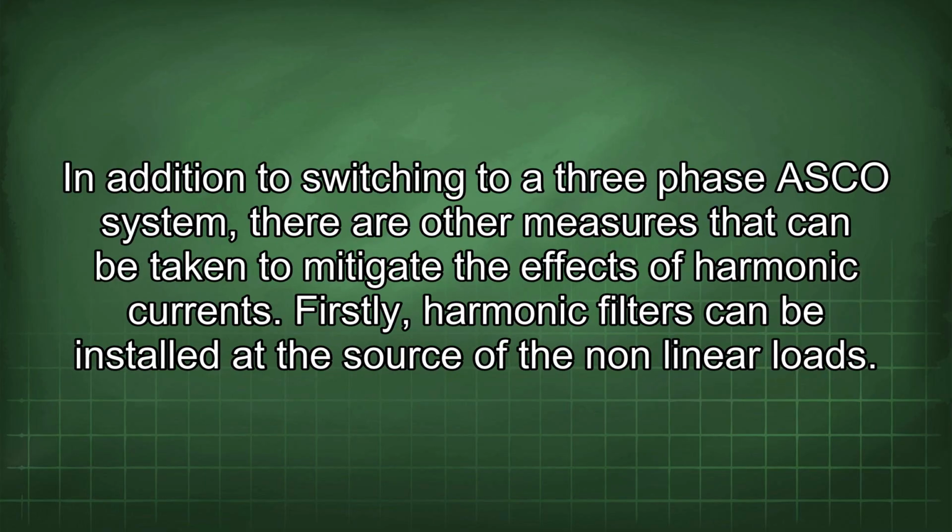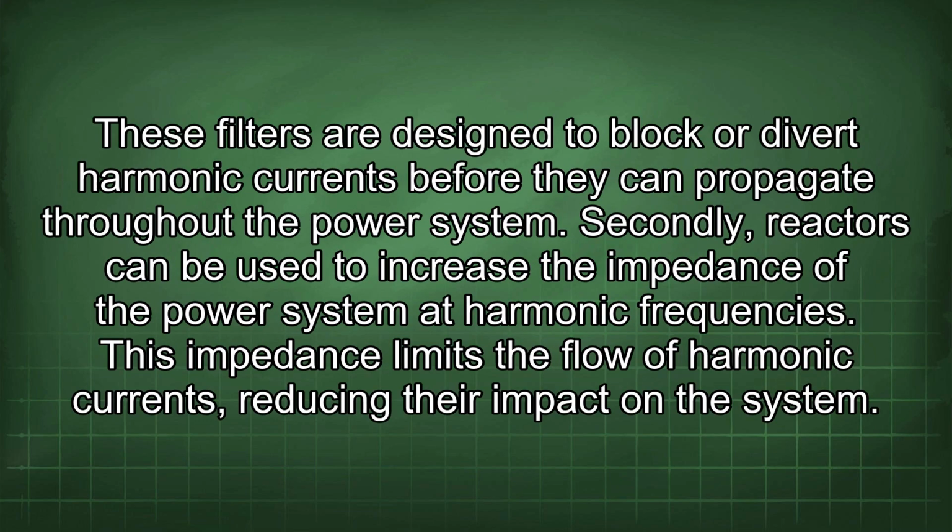In addition to switching to a three-phase ASCO system, there are other measures that can be taken to mitigate the effects of harmonic currents. Firstly, harmonic filters can be installed at the source of the nonlinear loads. These filters are designed to block or divert harmonic currents before they can propagate throughout the power system. Secondly, reactors can be used to increase the impedance of the power system at harmonic frequencies. This impedance limits the flow of harmonic currents, reducing their impact on the system.